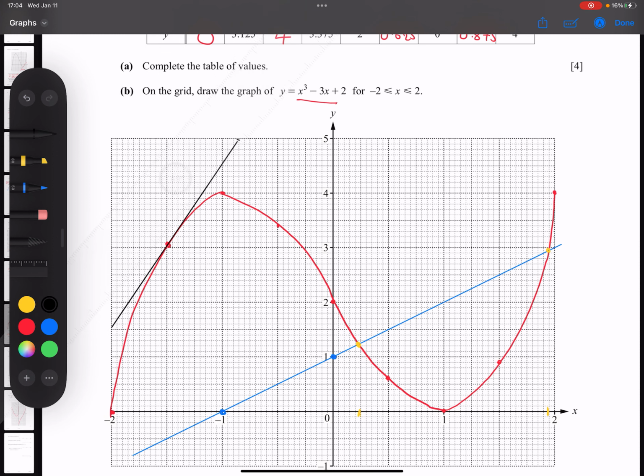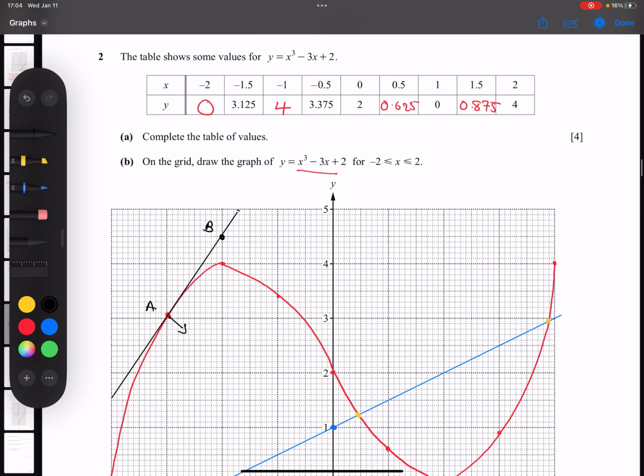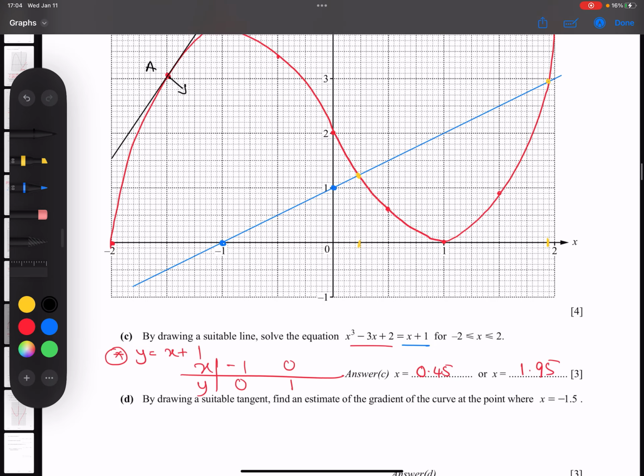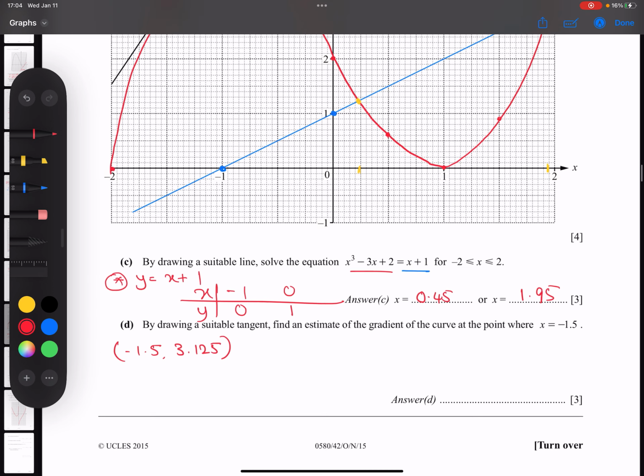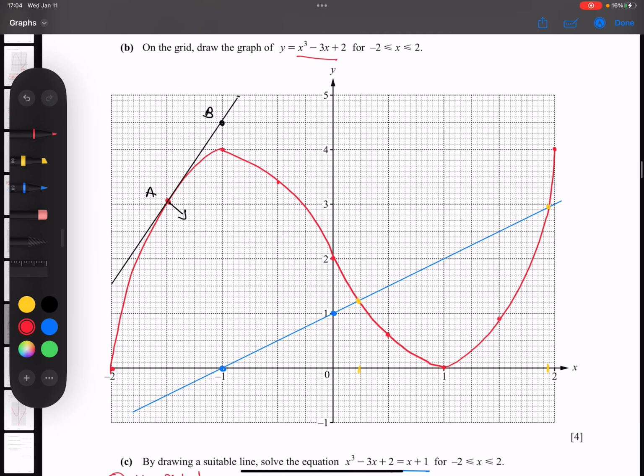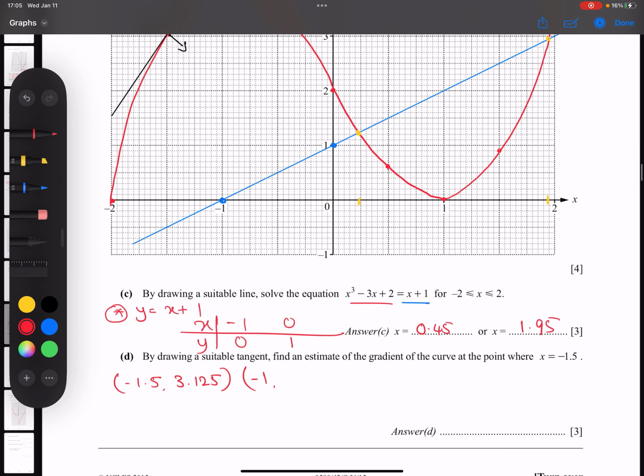After drawing the tangent, you have to find the gradient of the tangent. So you take this as a first point, and you can take any other second point. Let's take this one as a second point. So let's take this as A and this is B. So A is negative 1.5. I'm just going to take it from the graph, and 3.125. So negative 1.5 and 3.125. That's why it's a 3 marks question. The second point is negative 1 and 4.5, which is point B.